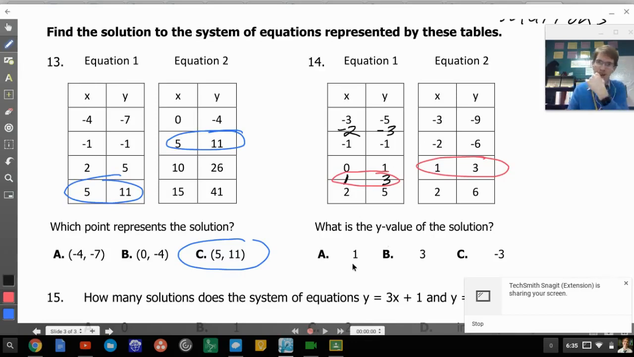So what's the y value of that solution? The solution there is 1, 3. So the y value is 3.